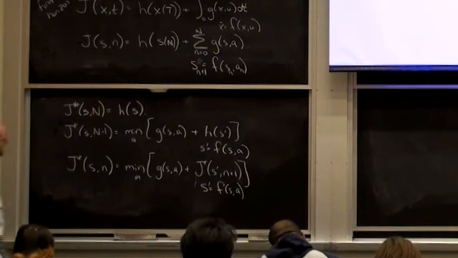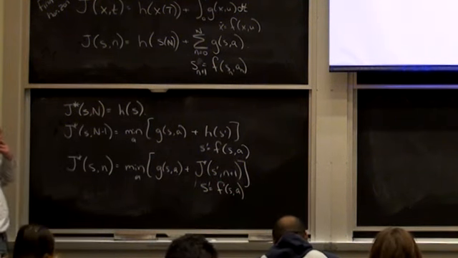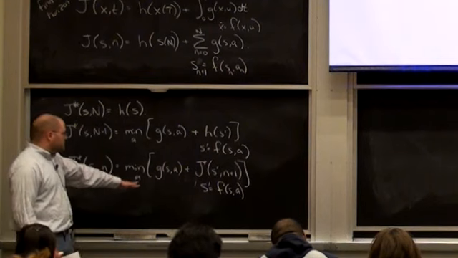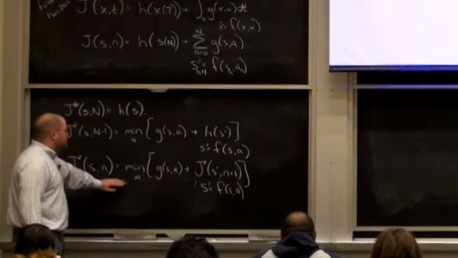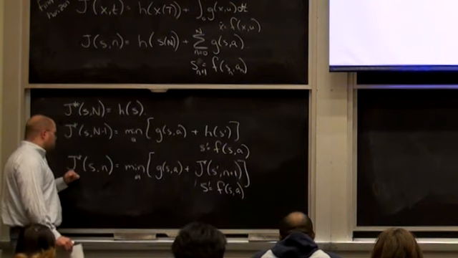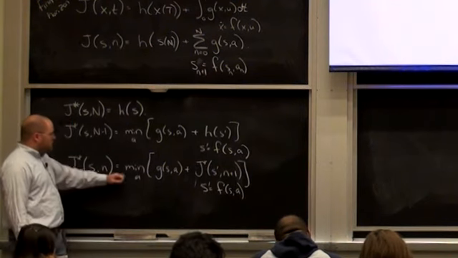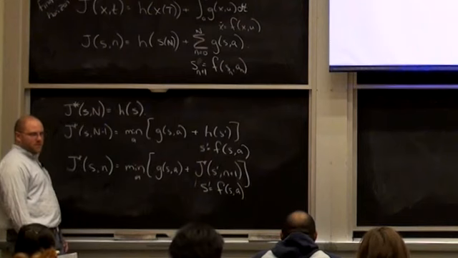Okay, I want to make sure you see why that is. Why this is magical, right? The fact that I can summarize my optimal cost to go by doing a min over a single action. That's really magical.